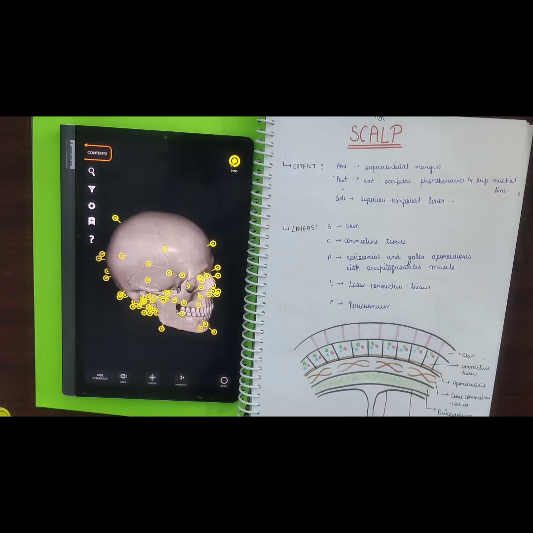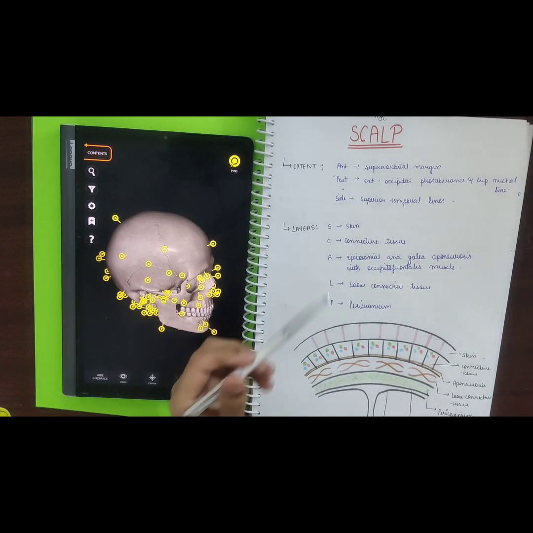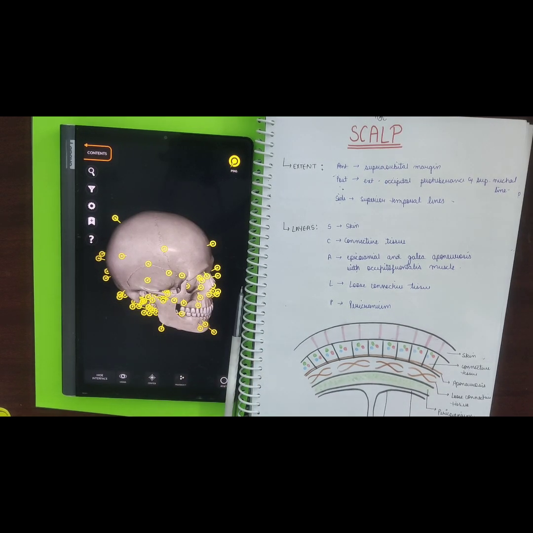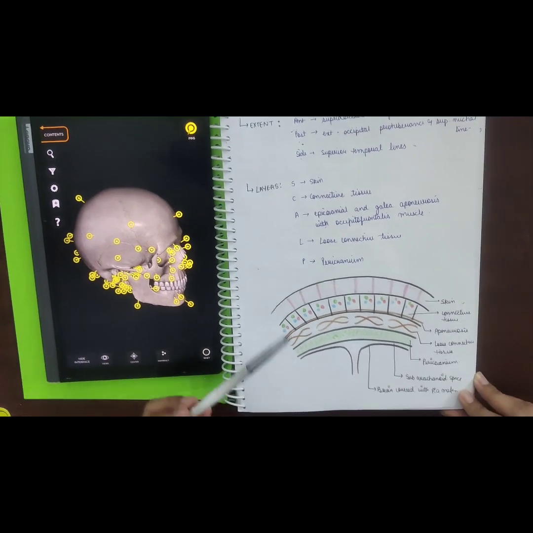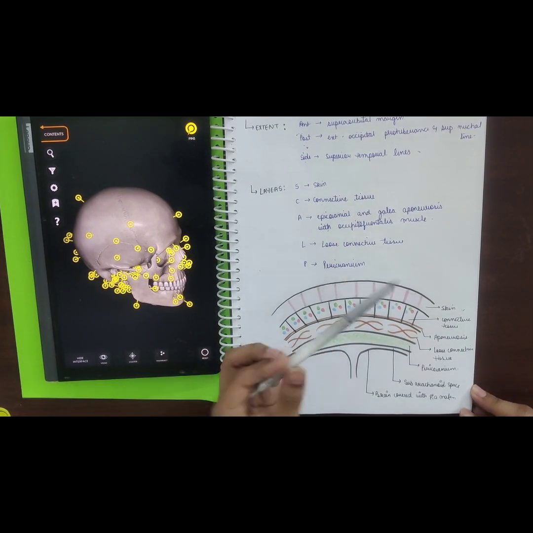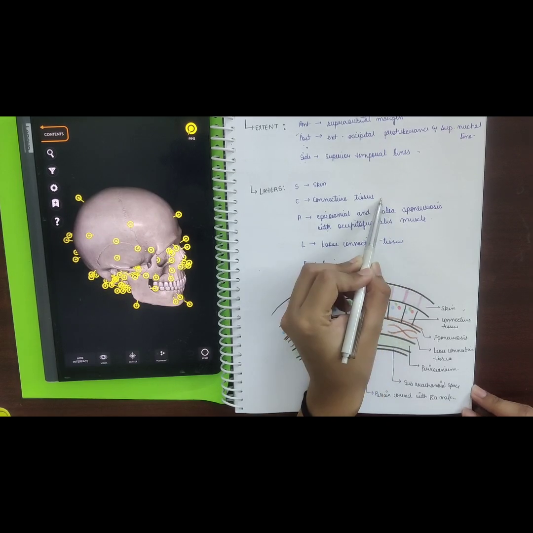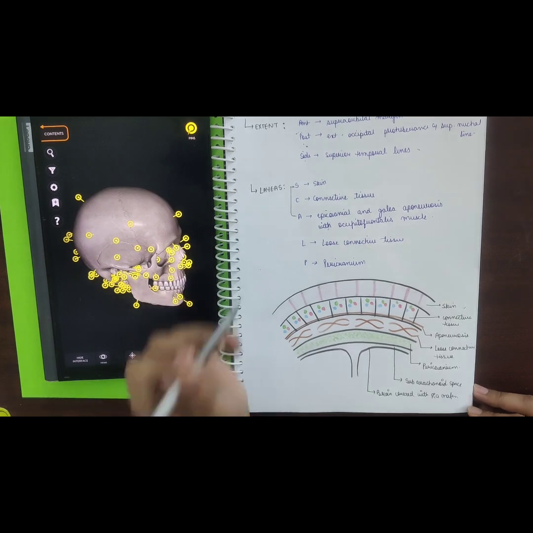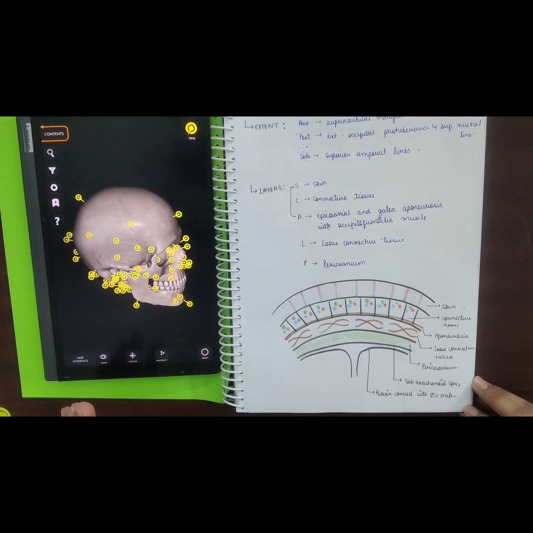Scalp itself is basically an abbreviation. The first layer is the skin, second is the connective tissue, third is the epicranial or galea aponeurosis with the occipitofrontalis muscle. Then L is loose connective tissue, and P is pericranium. So C is the connective tissue. This is a very dense kind of connective tissue, and these 3 layers, SCA, are very tightly adherent to each other, right?